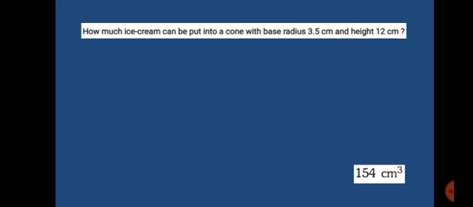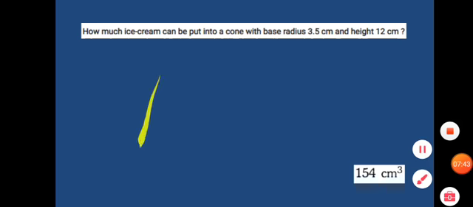How much ice cream can be put into a cone with base radius 3.5 centimeter and height 12 centimeter? The ice cream will be in the shape of a cone. What is a cone? This is a cone.